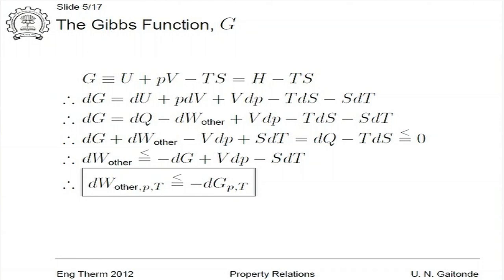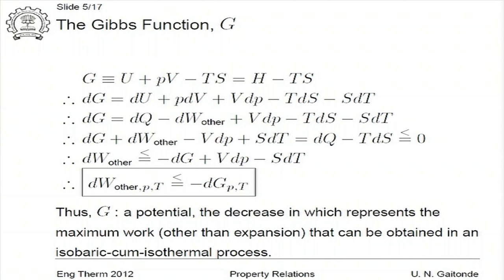Compare this with the expression for the Helmholtz function and we can now say that the Gibbs function is similar to the Helmholtz function, in that it can be considered as a potential, the decrease in which represents the maximum work other than expansion. Notice this dW other here. Other than expansion that can be obtained in an isobaric cum isothermal process.